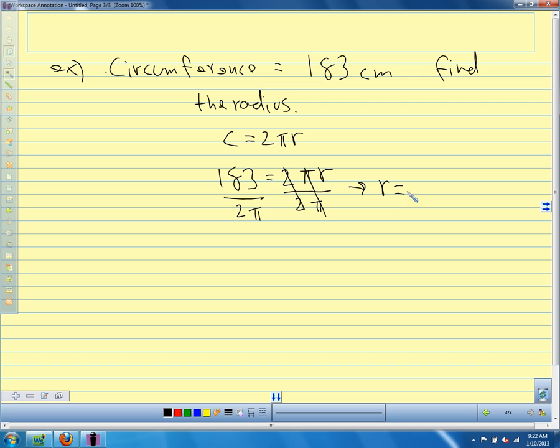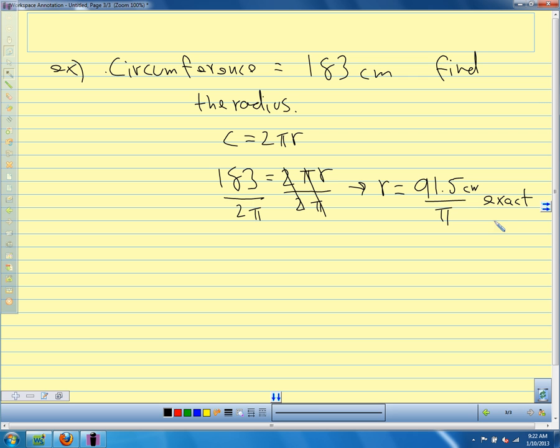And I get that r equals, and in my calculator, I'm going to divide 183 by 2, and I get 91.5 divided by pi. This would be my exact answer. I divided the numbers and I left the pi there. That's my exact answer, and my units would be centimeters. So 91.5 divided by pi centimeters would be my exact answer.